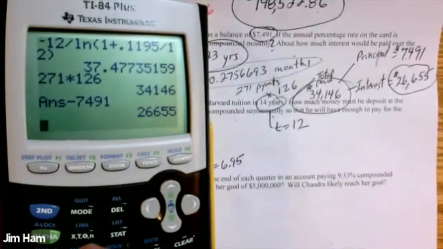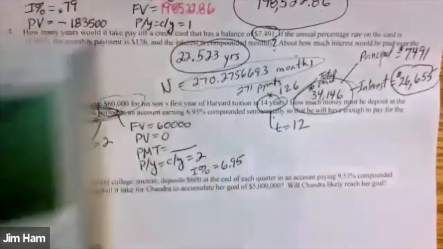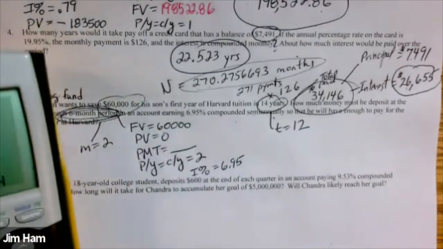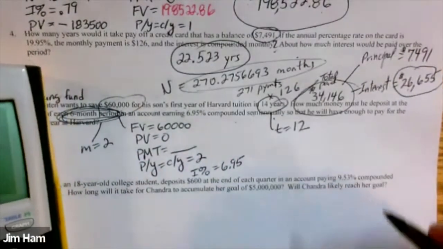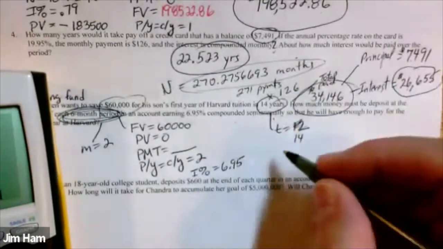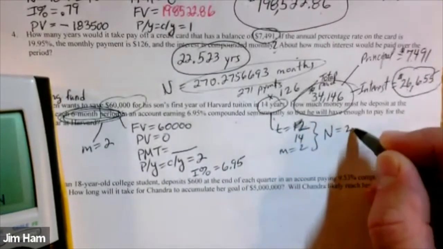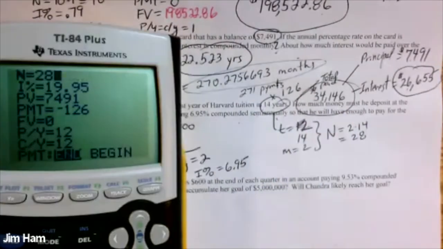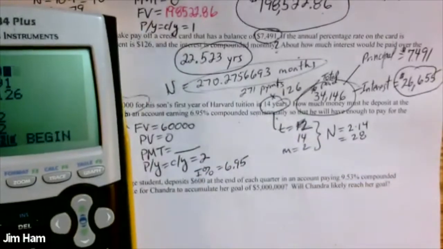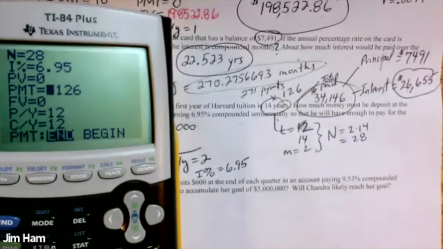Many problems, but not all of them, will ask you to calculate the interest. We can also calculate the interest here. So we have T is equal to 14, and M is equal to 2. If you put those together, N is equal to 2 times 14, or 28. The interest rate is 6.95. The payments are the investments every 6 months. That's what we're trying to find.